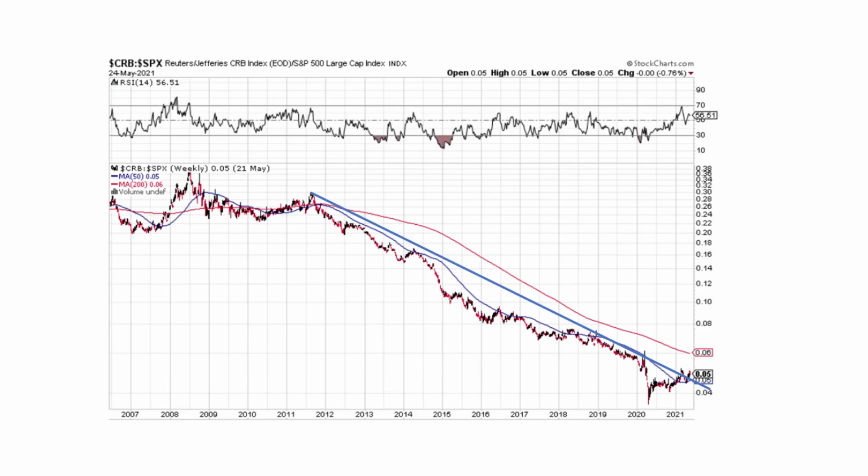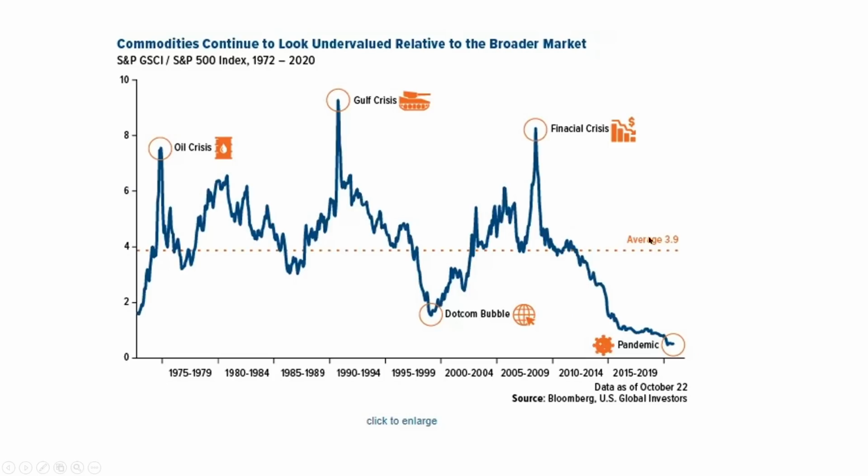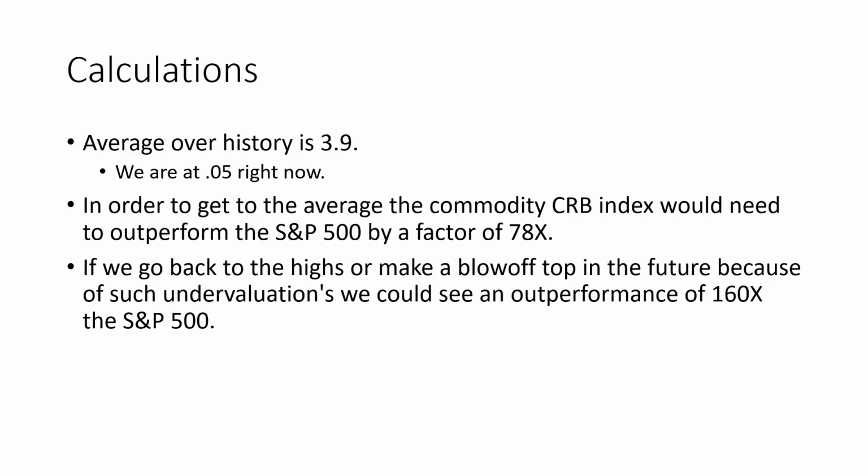So that's one thing I wanted: this is the CRB index versus the S&P 500. It's all the way down there. Now, some calculations just to give you guys some analysis. The average over history is 3.9. 3.9 is this average number right here. That's the average for what the commodities to S&P 500 ratio should be, roughly. Now, we are at 0.05 right now.